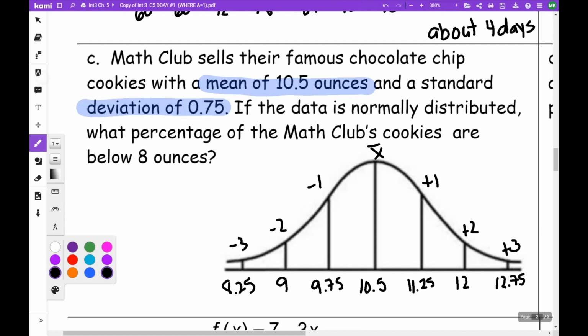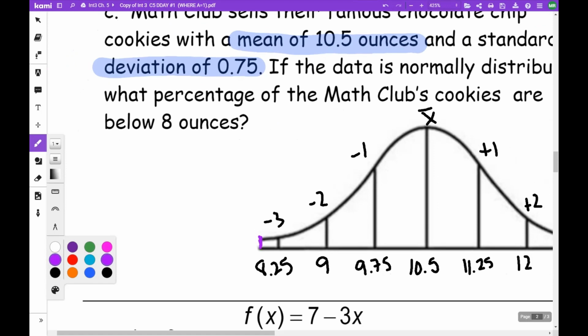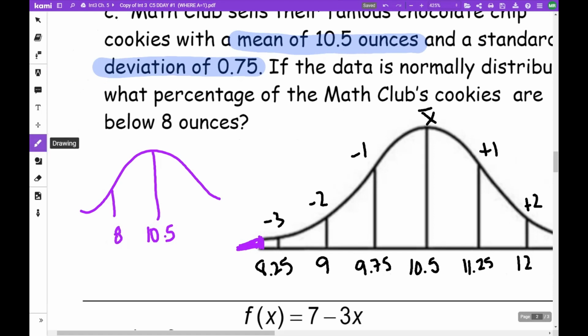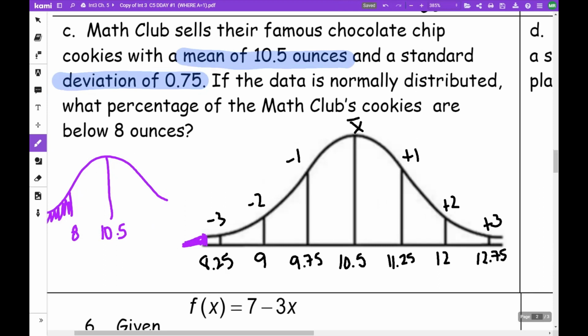Okay, so for this one, it says, what percent of the Math Club's cookies are below 8 ounces? So if I want it below 8 ounces, let's just say 8 ounces is going to be somewhere over here beyond this, right? I'm not quite sure where, but this is going to be 8. So if I'm doing it just on a straight curve here, that's our mean, 10.5. We want it to be below 8, so we're actually looking for this section right here. I'm thinking it's going to be a very small probability because it's outside of 3 standard deviations.